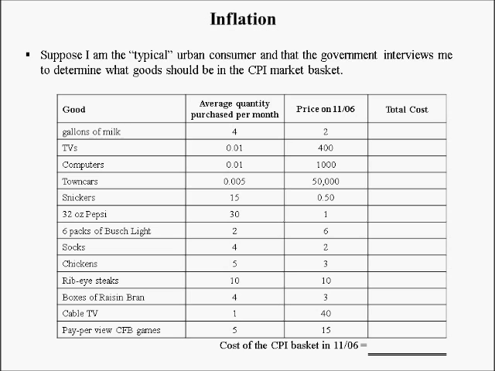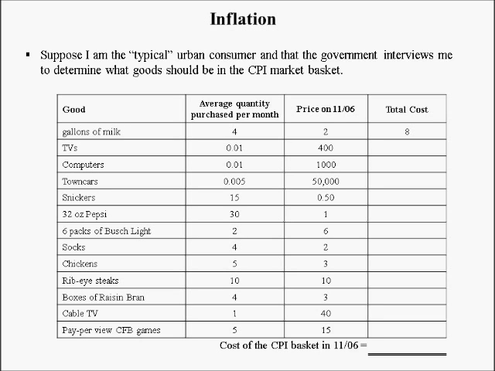Okay, suppose I am the typical urban consumer, and the government interviews me to determine what goods should be in the CPI market basket, because I'm the typical urban consumer. Now, the following is something that I might have typically purchased while in my last year of college. The average quantity purchased per month for milk was 4 when I was in college. And maybe the price in November of 2006 at the grocery store I happened to shop at was $2 per gallon. The total cost of that would be $8.